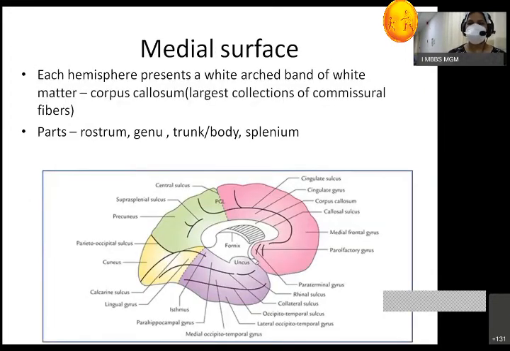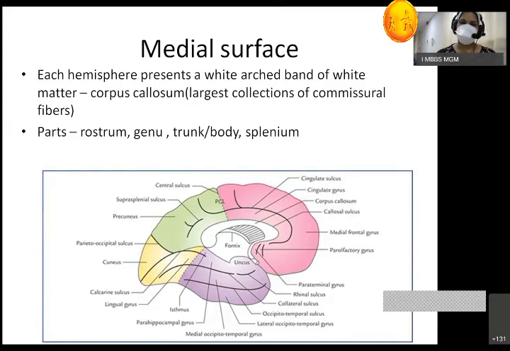So that was the superolateral surface. Sulci and gyri will be dealt with in the next lecture. So in the superolateral surface, we have to identify the poles. We'll have to identify the central sulcus and lateral sulcus. We'll have to define how these lobes are divided.